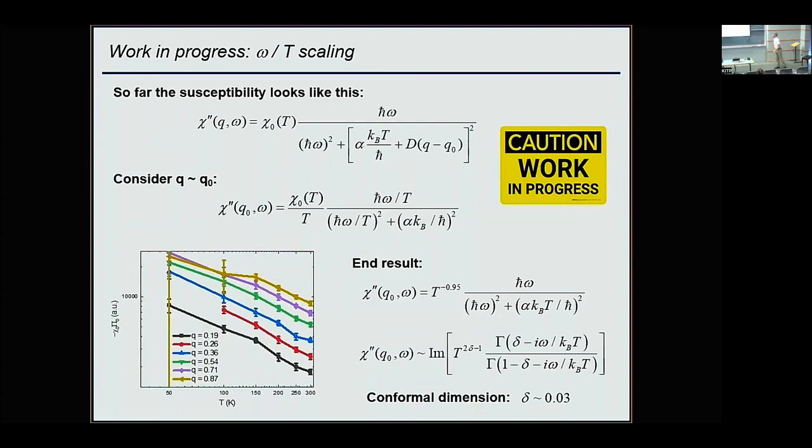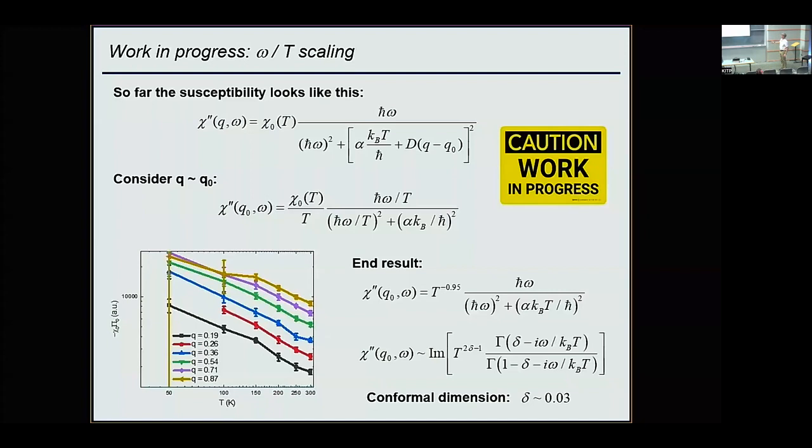Last slide. There is omega over T scaling in here if you look. If you take chi and look at Q equals Q naught, this is the fit function, and you factor out a 1 over T, this thing is a function of omega over T. So you get omega over T scaling in this limit. Actually, it roughly works at all Q. And one functional form that fits really well is this thing with the T to the 2 delta minus 1 out front, which gives you that rise in the low energy excitations at low temperature.